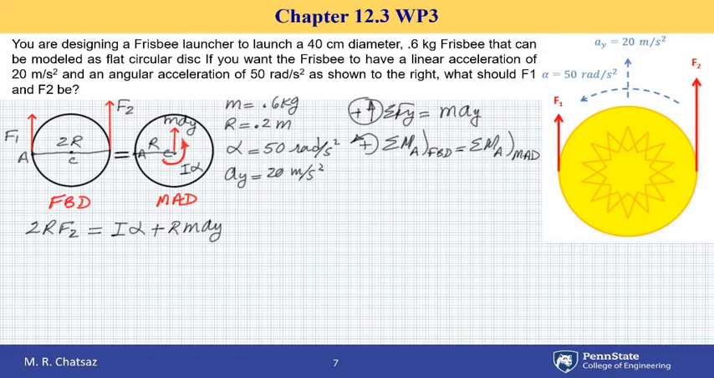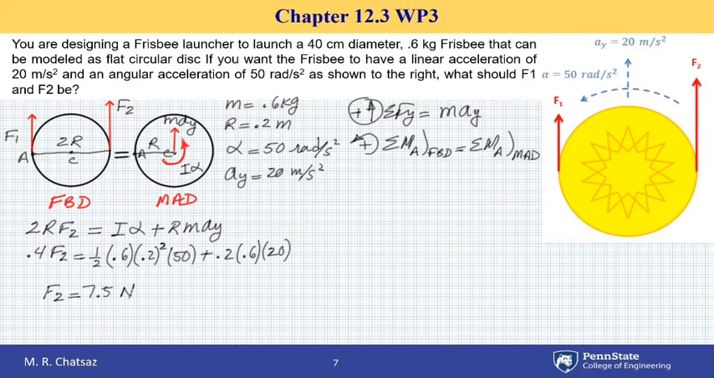So if I plug in the numerical values, 2 times R, or the diameter, is 0.4 meters, times F2 equals I. Recall that I is 1/2 of mr squared. So I have 1/2 of mass, which is 0.6, radius 0.2 squared, times alpha, which is given as 50, plus radius 0.2, mass 0.6, AY 20. I'm using primary units. All values are numerically known except F2. So solving this equation for F2, it gives us a value of 7.5 newtons.